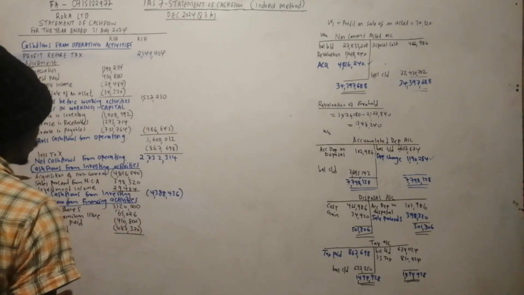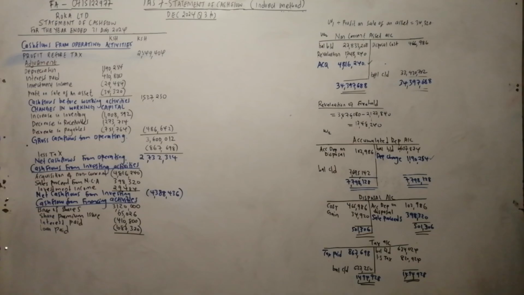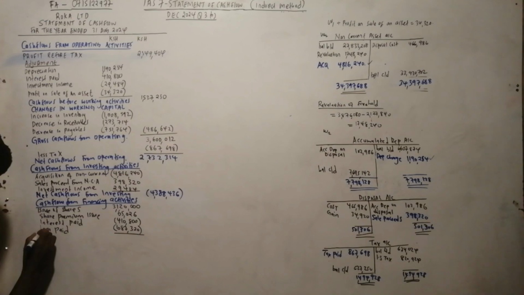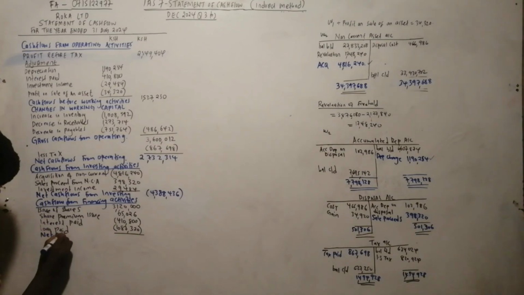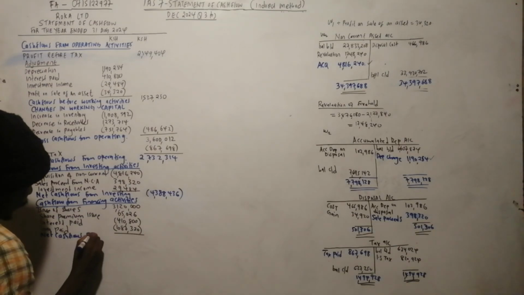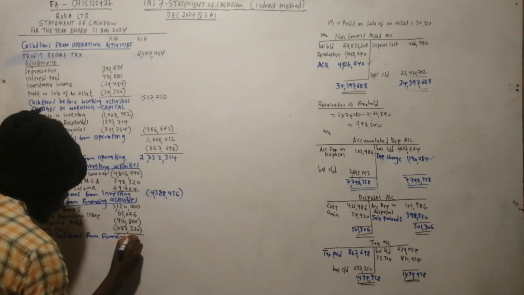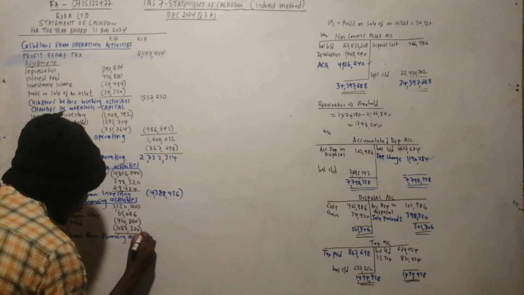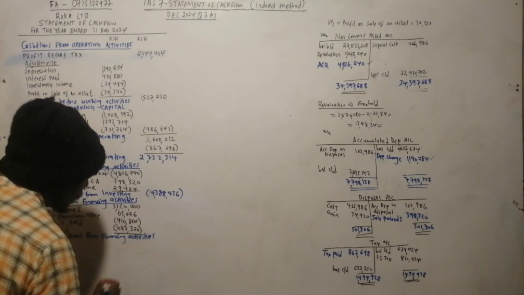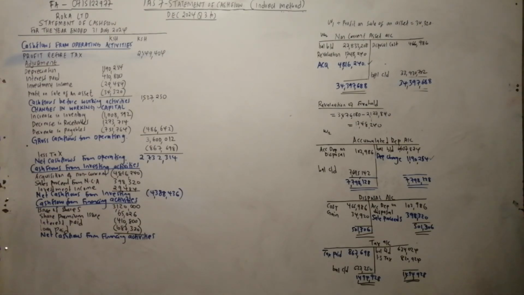So I'll find the net cash flow from financing activities. So we add them together.